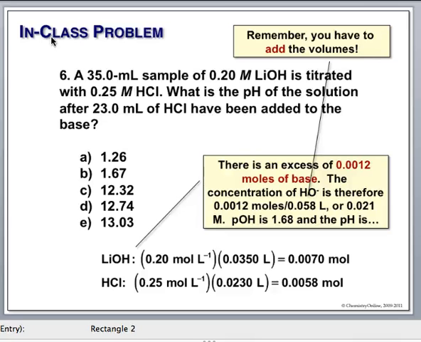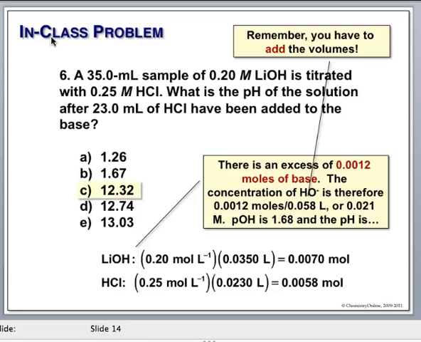Finally, once we know our molar concentration here, we just type that in, hit log, change the sign, that gives us pOH. For this problem, pOH is 1.68. pH is 14 minus that. So 14 minus that is 12.32.